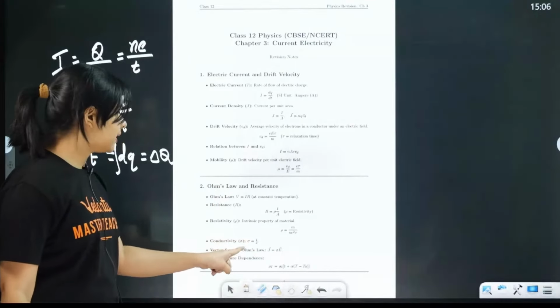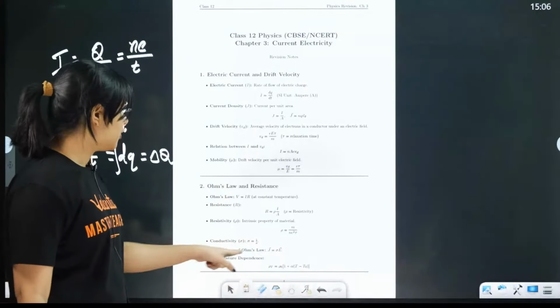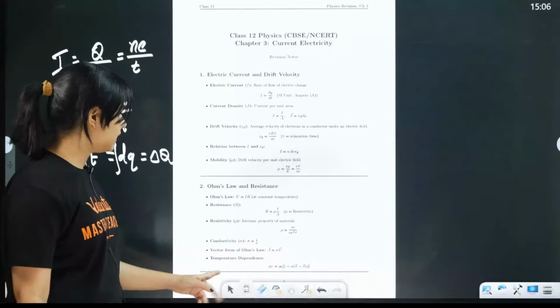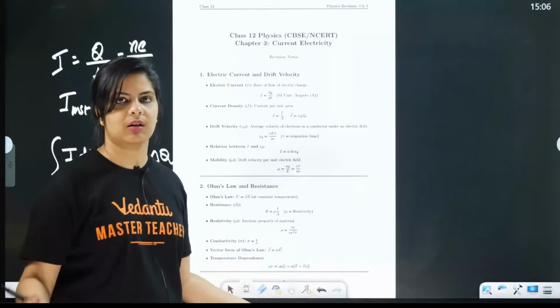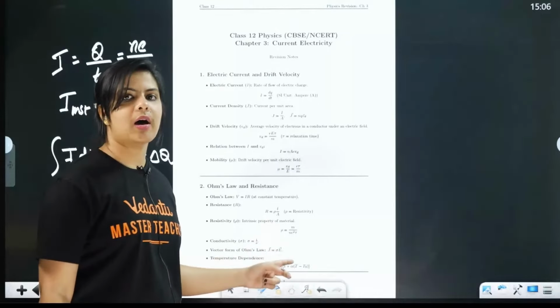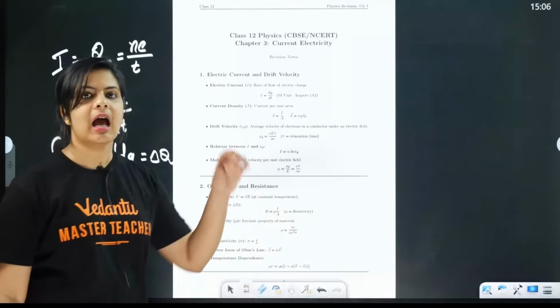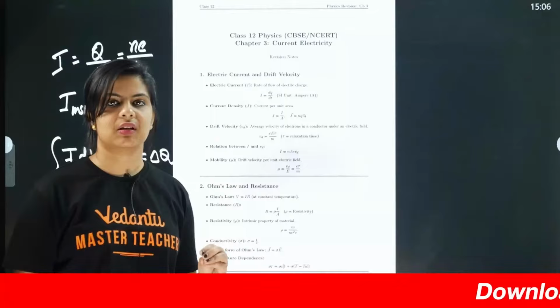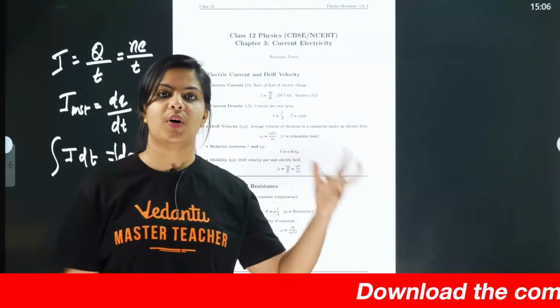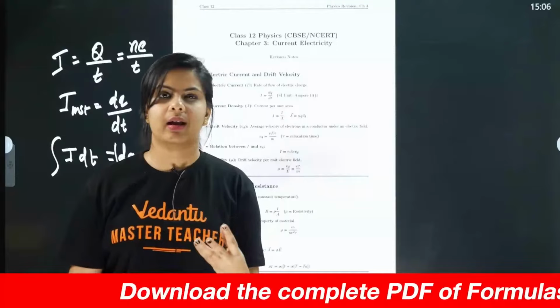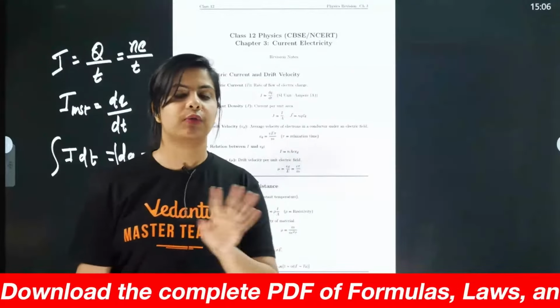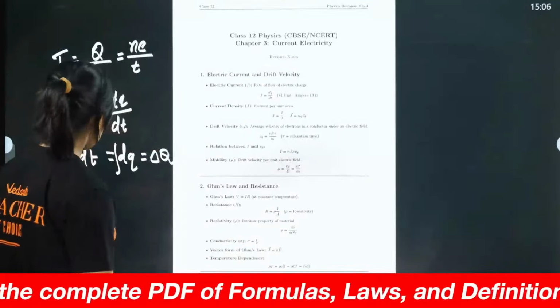Next, we have mentioned conductivity is 1 by rho, and the vector form is J is equal to sigma E. In the temperature dependence, rho or R follows the same relation: R is equal to R naught into 1 plus alpha delta T. Alpha is the temperature coefficient, and the temperature coefficient is positive for metals or conductors, negative for semiconductors, and negative or almost zero for insulators.